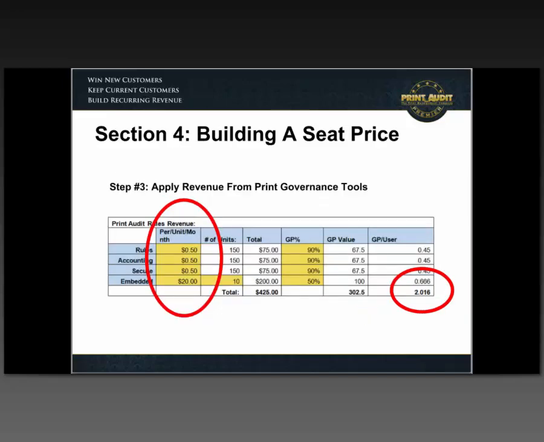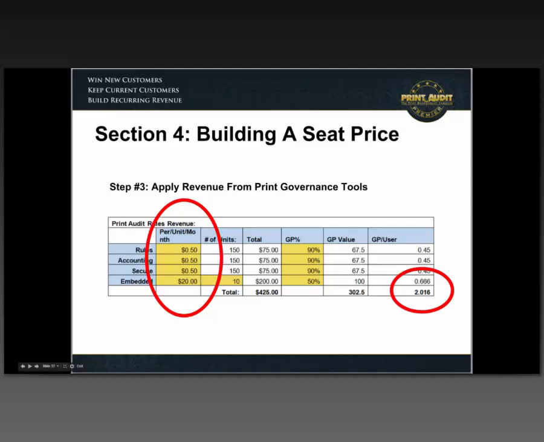When we're offering print governance tools, we charge for those, and we can actually build those into the seat price. And as you can see, based on the Print Audit 6 software, when we charge for rules, accounting, secure, and embedded, the pricing is actually pretty nominal, pretty small, compared to the overall spend in the deal, but it contributes a great deal of gross profit to our deal. So you can see here that by introducing these rules that allow them to reduce volume and convert color to monochrome, we're making roughly $2.02 per user in GP per month.